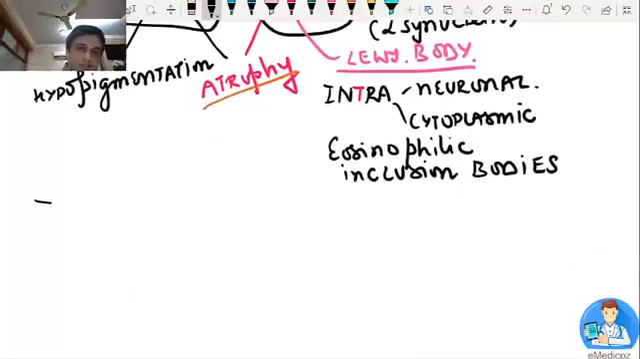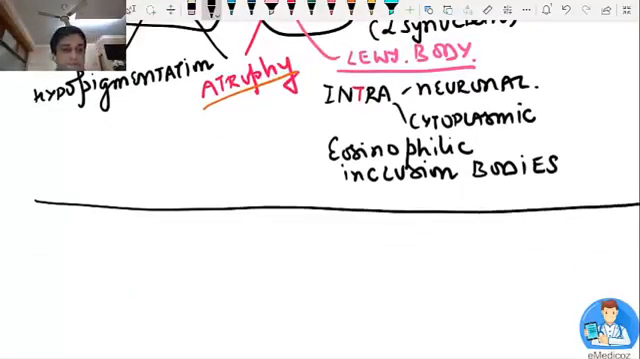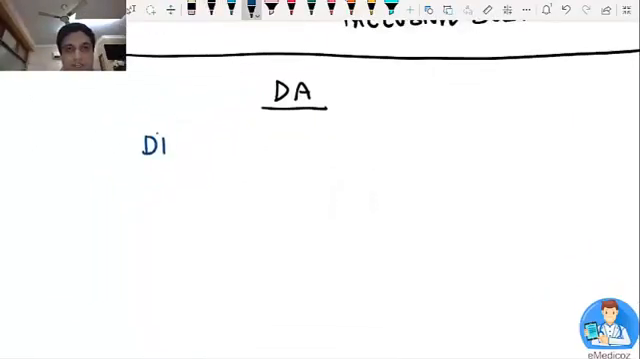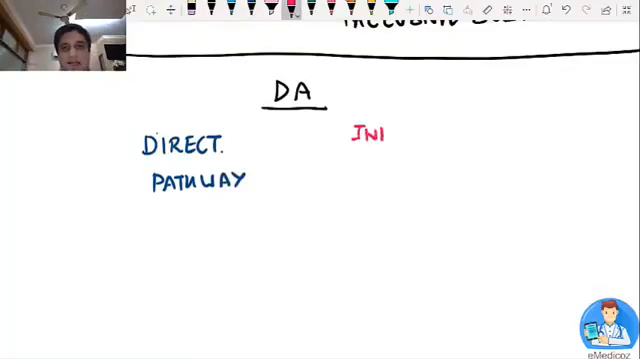Now, how does it affect the patient? We'll go into the basics again. Dopamine tries to work in the brain in two kinds of pathways. Remember the pathways now. Pathway number one is the direct pathway. The second pathway where it tries to work is the indirect pathway. So there are two pathways through which the dopamine tries to work.